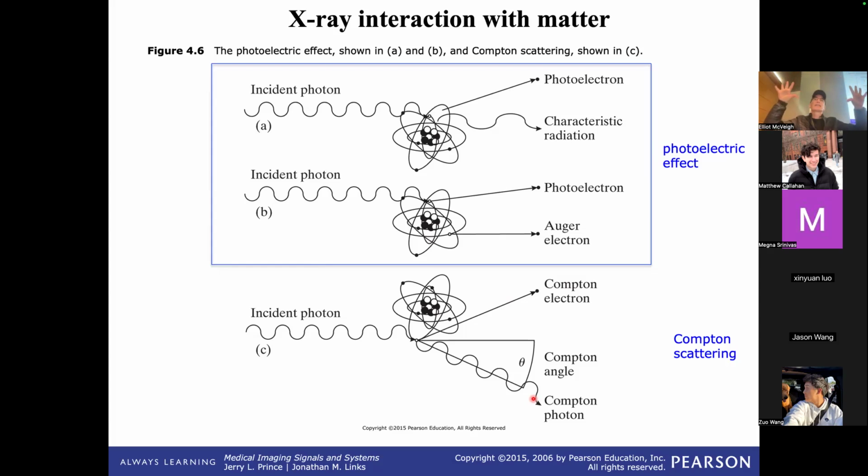It's just a big cloud. It makes a big fuzzy blur. It's just like a flashlight going through your hand. When you see the image on the back, it's not a clear picture of your hand. It's just a big fuzzy cloud, because everything's scattered so much. These are all scattered. That's light. This is X-rays scattered.